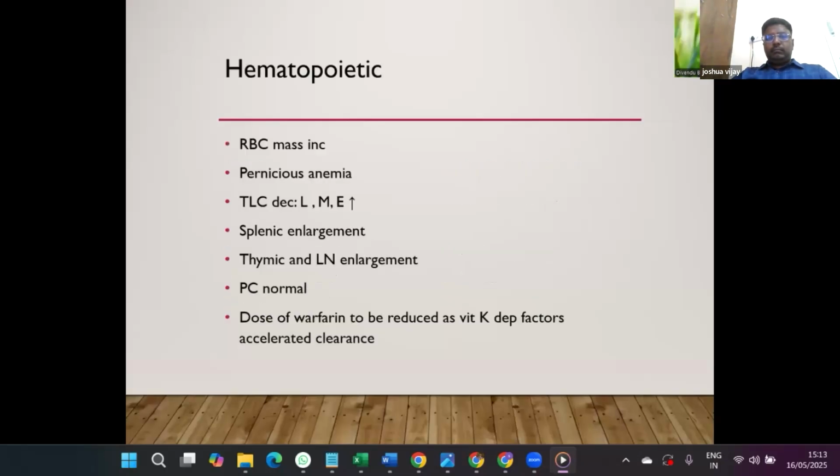In the hematopoietic system, a person can present with increased RBC mass, pernicious anemia, and a decrease in the TLC count with an increase in lymphocytes, monocytes, and eosinophils. Splenic enlargement, thymic enlargement, and lymph node enlargement can be found. Platelet count will be normal. The dose of warfarin is to be reduced in cases of hyperthyroidism, as the clearance of vitamin K dependent factors is accelerated.